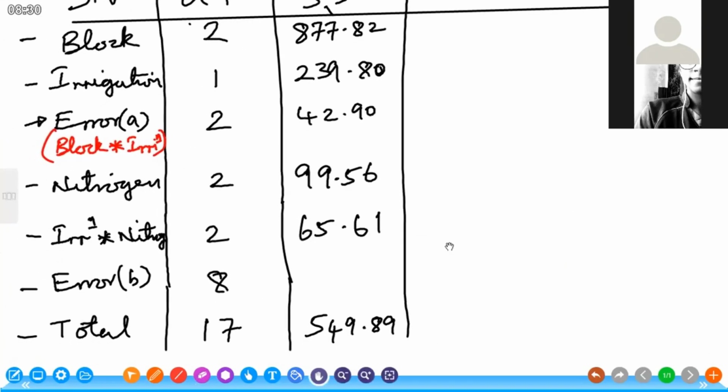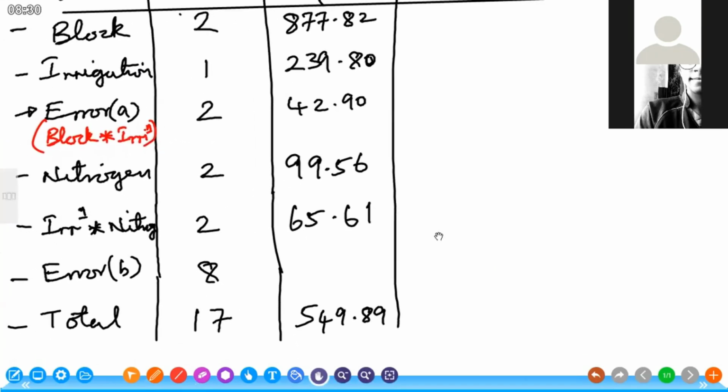So this is my sums of square. Now what is the error sums of square? Total minus the rest. Can you calculate and tell me what is the error sums of square? That is total minus rest. Total is 549 minus rest.